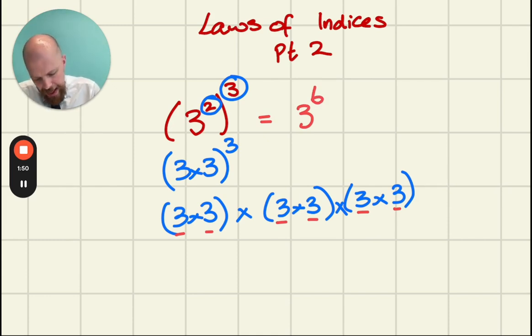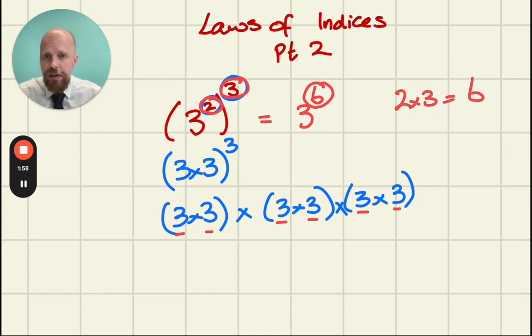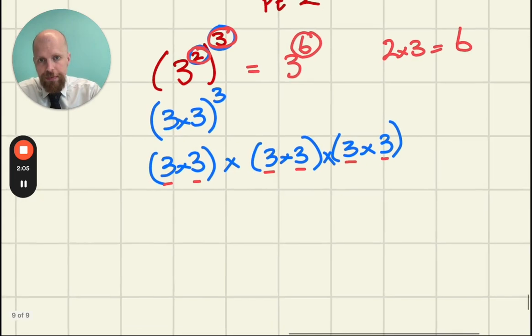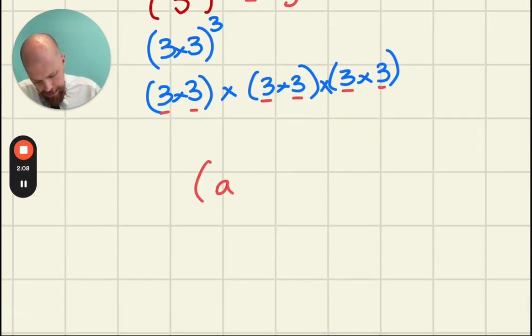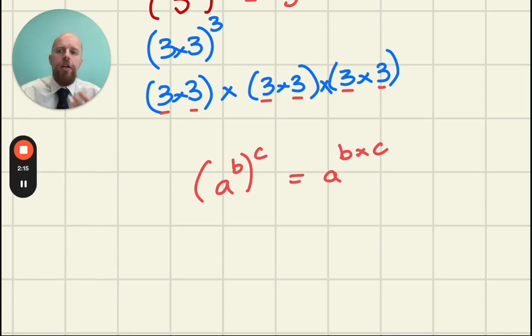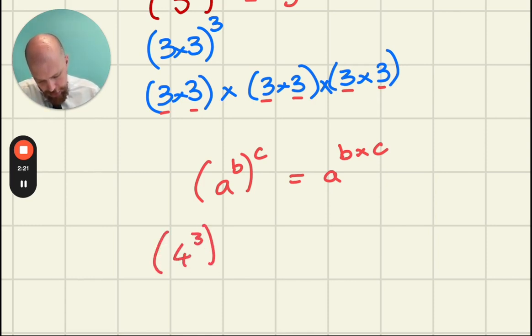What you'll notice is 2 and 3 going to 6, well, 2 times 3 is 6. So when I have brackets, all I do is multiply the powers. The rule is a to the power b, to the power c, is a to the power b times c. When you have brackets, you multiply the powers. Let's do another example. 4 cubed to the power 7 would be 4 to the power 21.